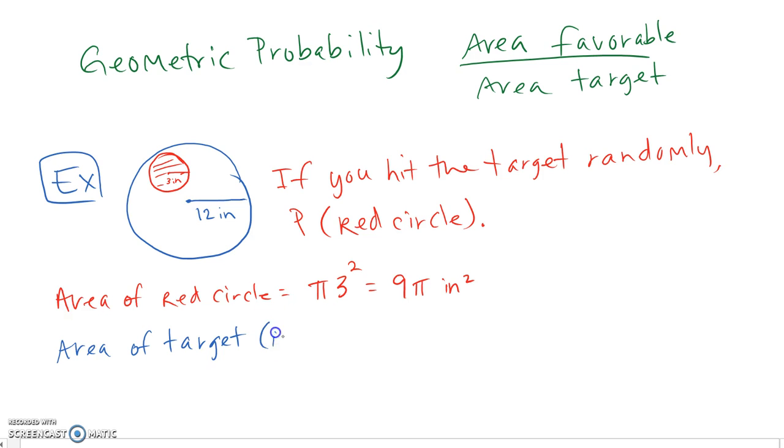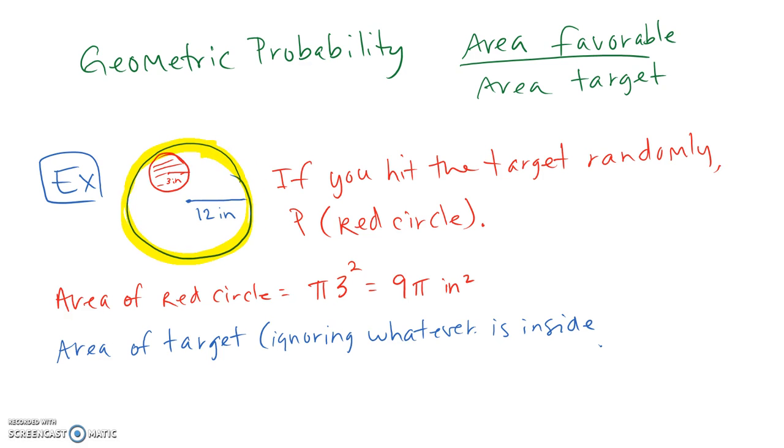So I am ignoring whatever's inside. Sometimes that's confusing to people. When I say the area of the total target, they try to take the 2 circles and add them together. No, the total target is just the big shape. In this case, the outer shape is a circle. So that's what I'm finding the area of. And that would be pi 12 squared, which is 144 pi.